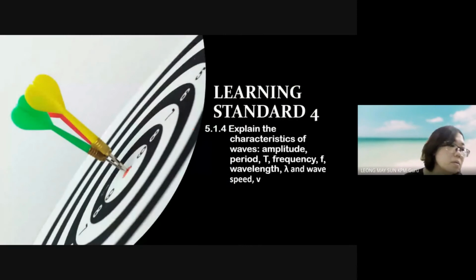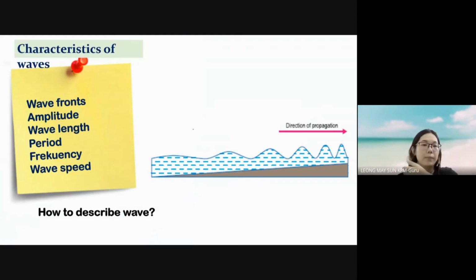Right. So let's proceed with the characteristics of wave. We have a few characteristics that we have to emphasize. Sorry for the typo again, I haven't gone through it properly. So we have wave fronts, amplitude, wavelength, period, frequency, and wave speed. Characteristics mean how we're going to describe the wave.